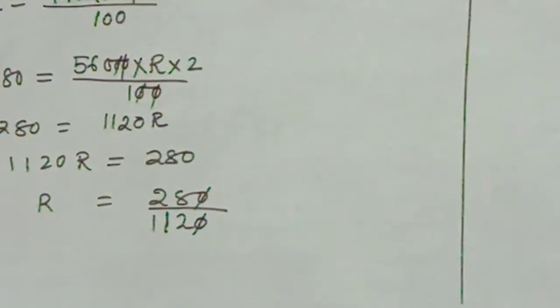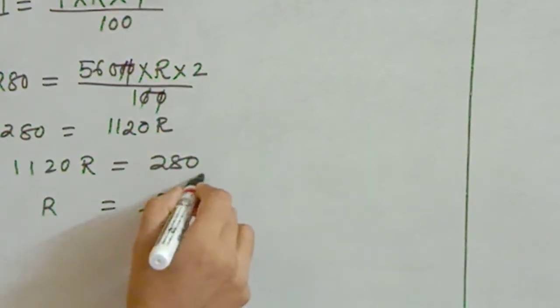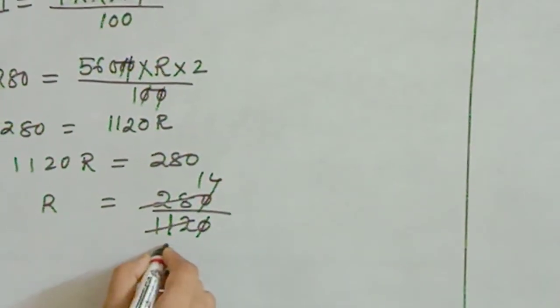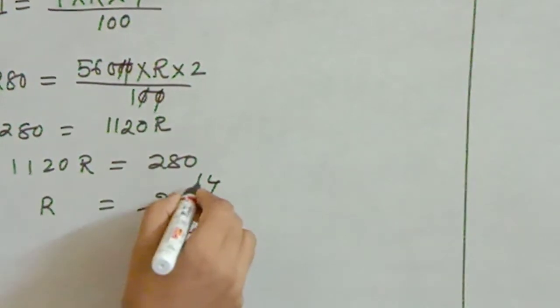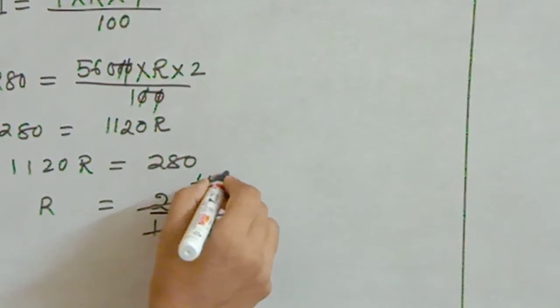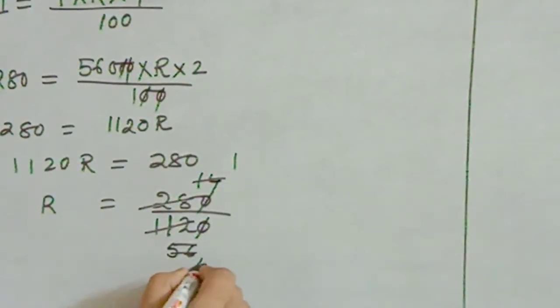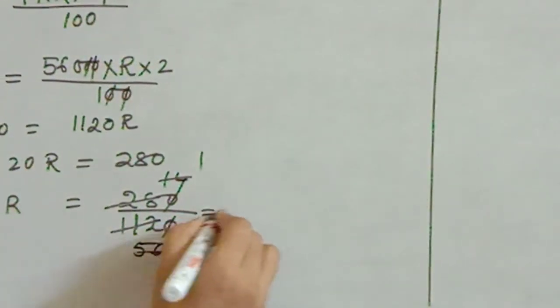So what we can see, we can divide it by 2. 1 twos are 2, 4 twos are 28, 14. If you divide it, 5 twos, 6 twos. Again, if you are dividing it by 14, 4 ones are 4, 14 ones are 14, 14 fours are 56. So what is the rate percent we are getting?